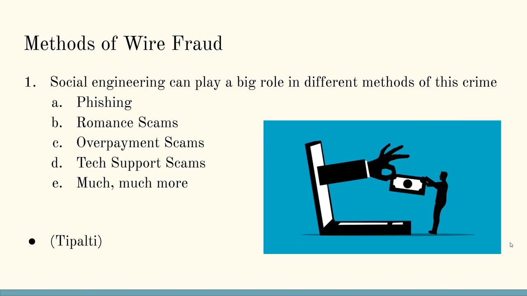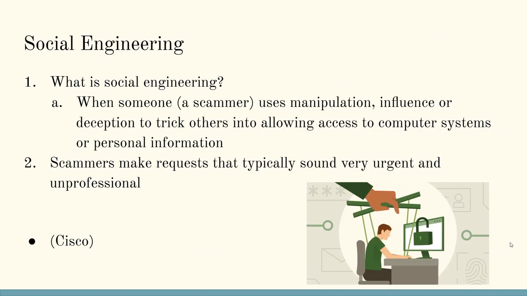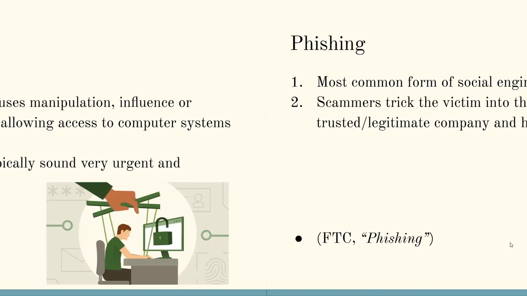So, methods of wire fraud. Social engineering plays a big role in all these different methods of the crime, like phishing, romance scams, overpayment scams, tech support scams, and much, much more. So, what is social engineering? Social engineering is when someone, usually a scammer, uses manipulation, influence, or deception to trick others into allowing access to computer systems or personal information. Scammers make requests that typically sound very urgent and unprofessional.